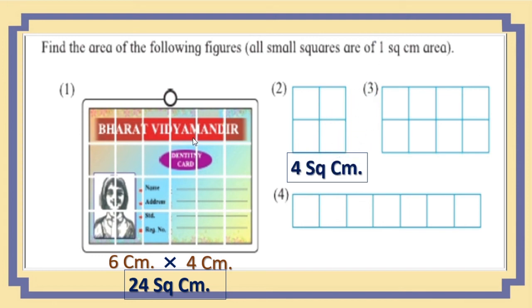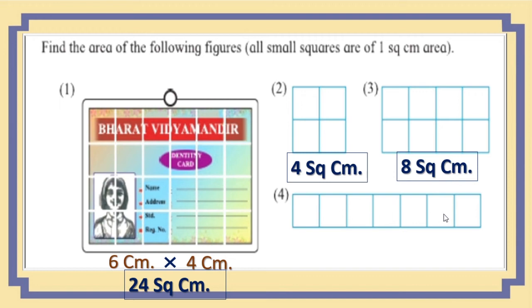Now, here we will move to the third one. 1, 2, 3, 4. Length 4 centimeter and breadth 2 centimeter. So, 4 twos are, very good, 8 square centimeter. Okay. Now we will move to the last one.